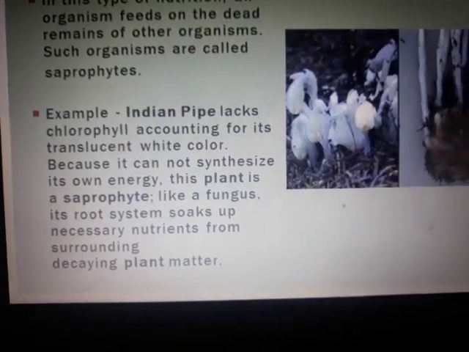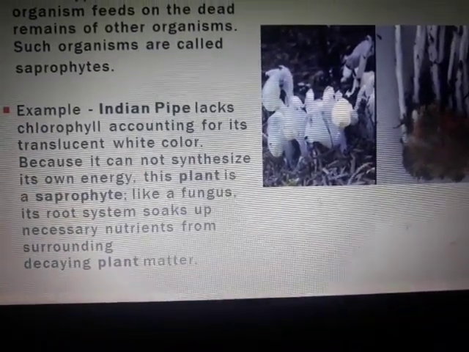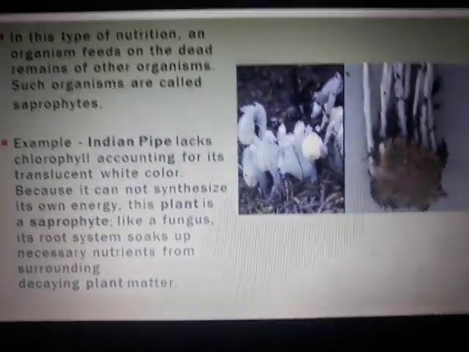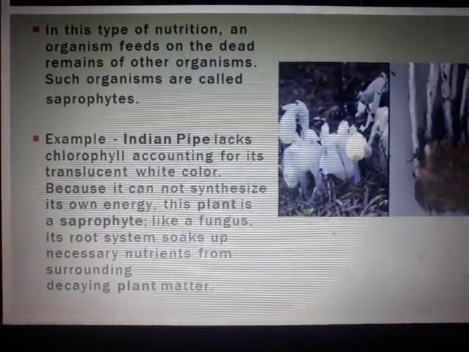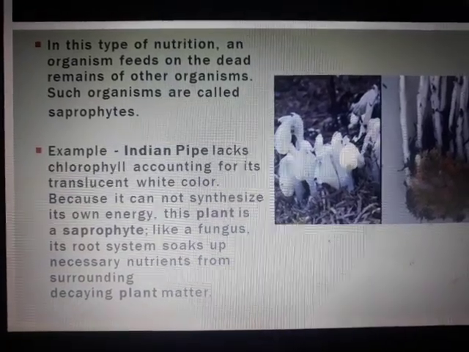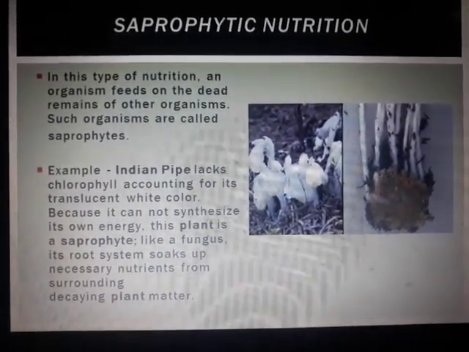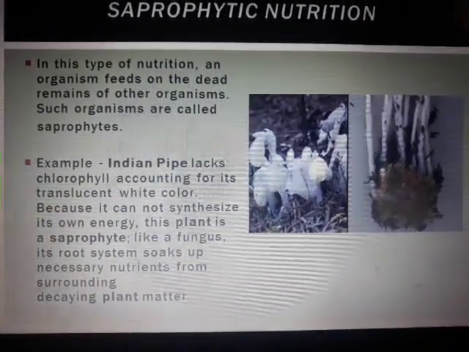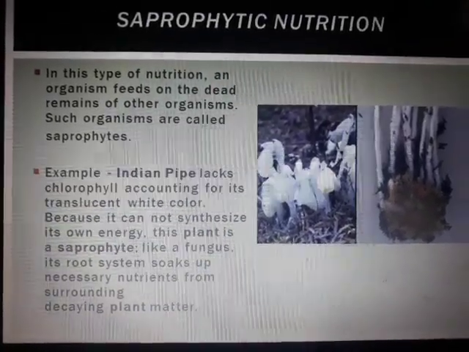Okay, also we can say that mushroom is a great example, where it grows on the dead and decaying parts. Indian pipe is the example given in the textbook. Here it is given as fungus, so mushroom is a kind of fungus, if you did not know about it. So saprophytic nutrition is a type of nutrition in which the organisms grow on the dead and decaying matter. From that dead and decaying matter also they are able to extract certain food.